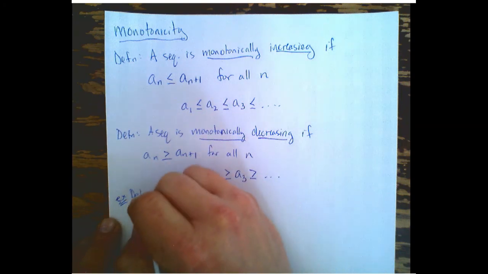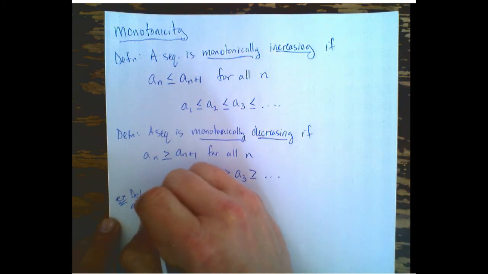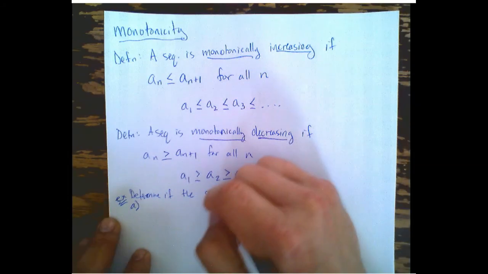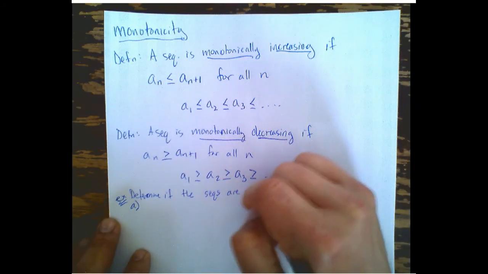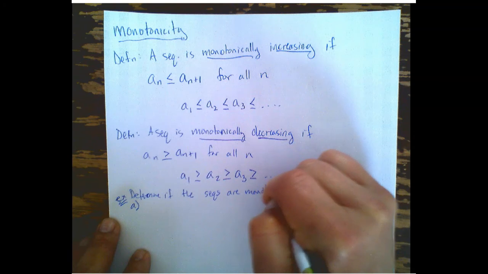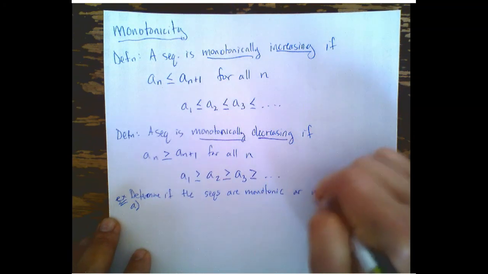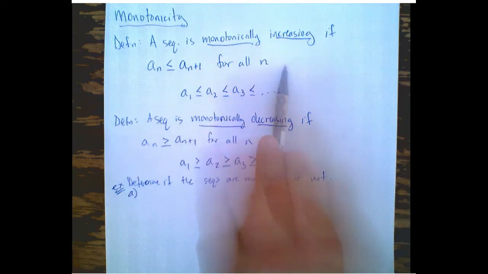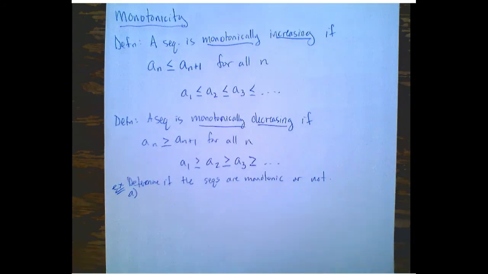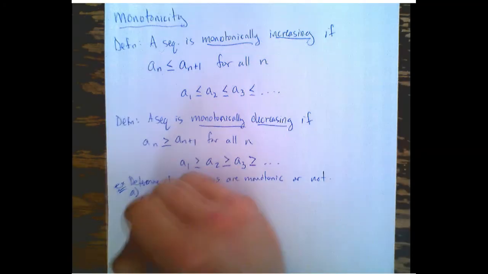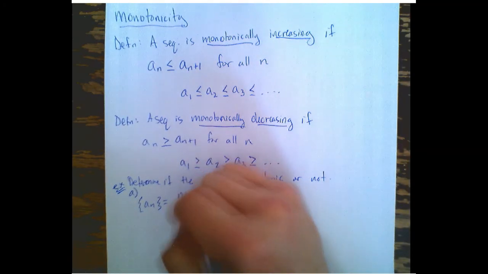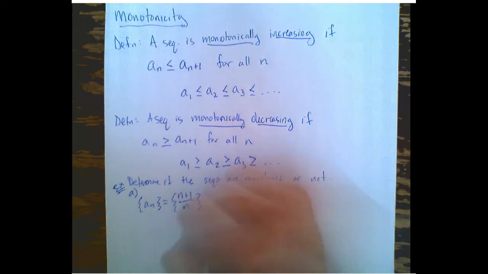Determine if the sequences are monotonic or not. Okay? So we want to definitively say that for all the n's, for all the terms, one of these two relationships is true, or neither is true, right? So let's look at our first sequence. a_n equals n plus 1 over n. Okay?